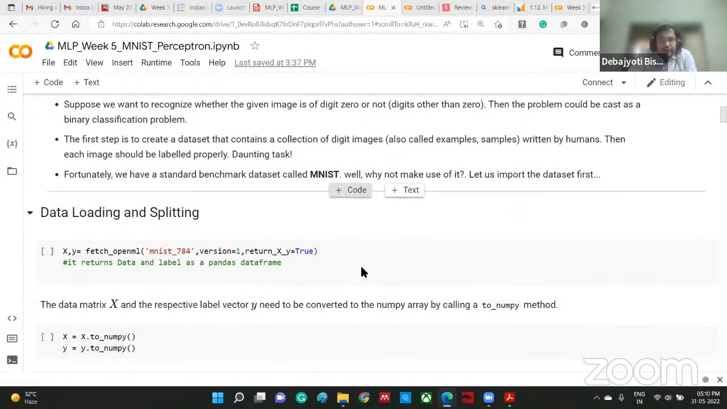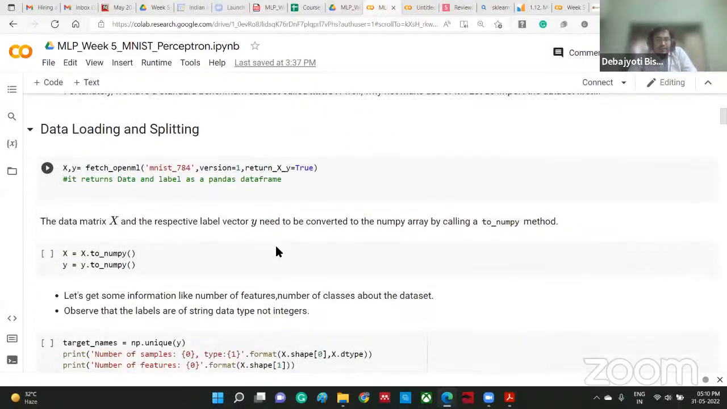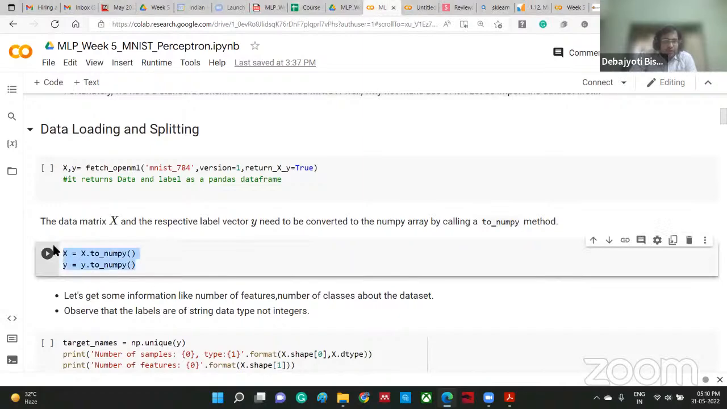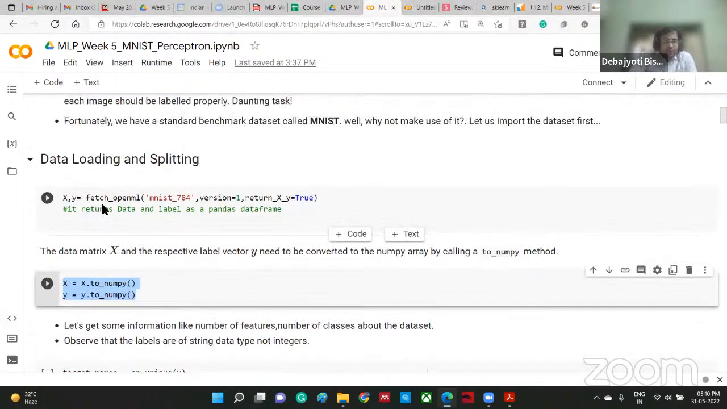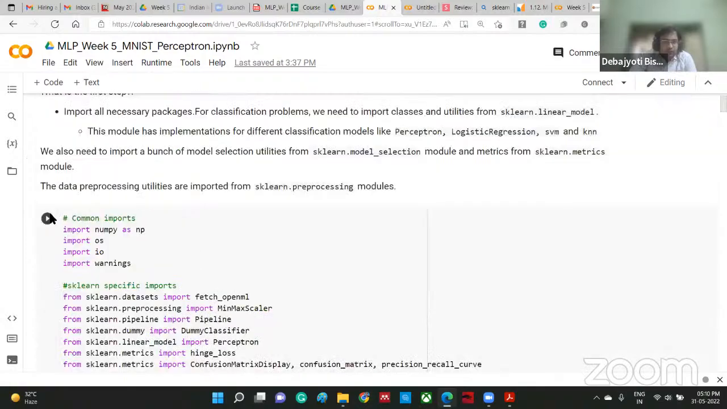How do we import the data set? X, y equals fetch_openml, with the name mnist_784, and return_X_y equals True. It returns the data and label as a pandas data frame. The data matrix X and the respective label vector will be converted to NumPy arrays by calling two NumPy methods: X equals X.to_numpy() and y equals y.to_numpy(). Let us also run the codes.